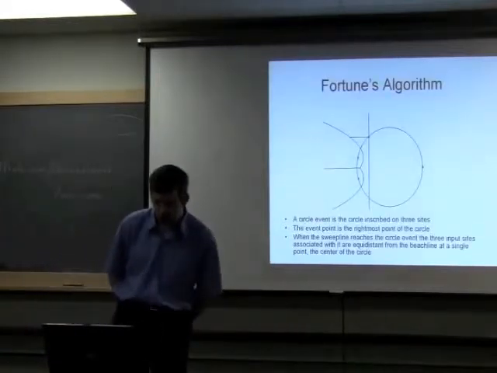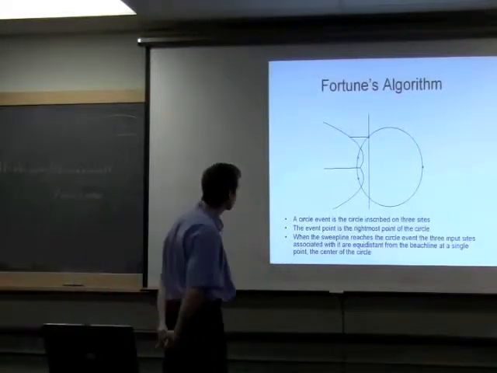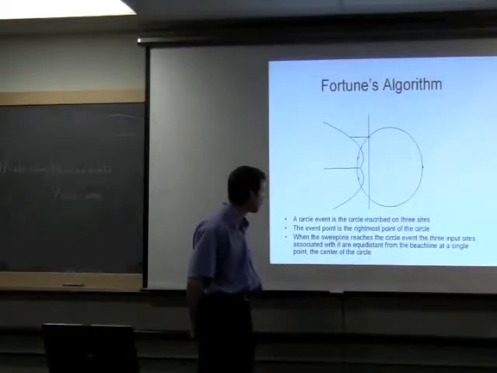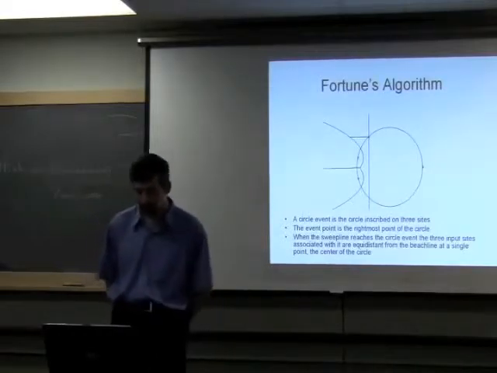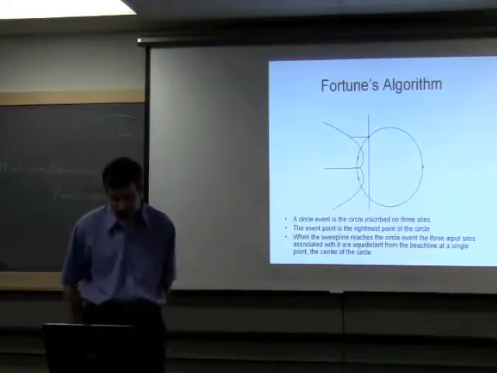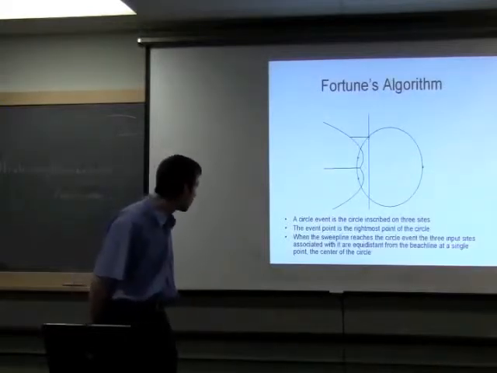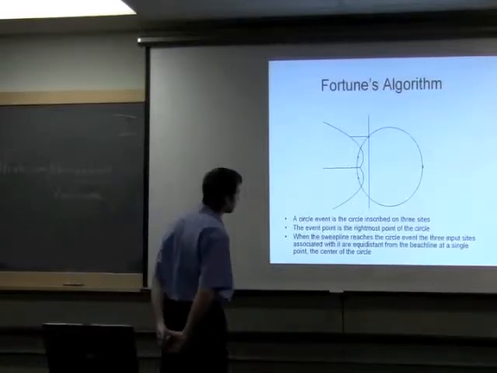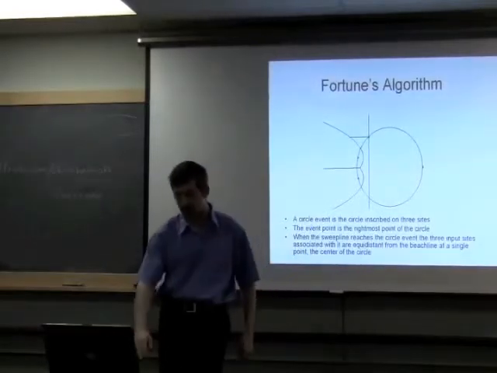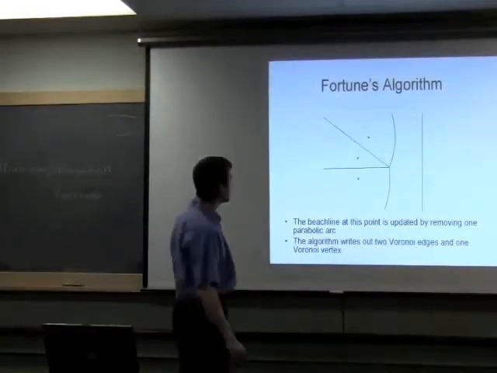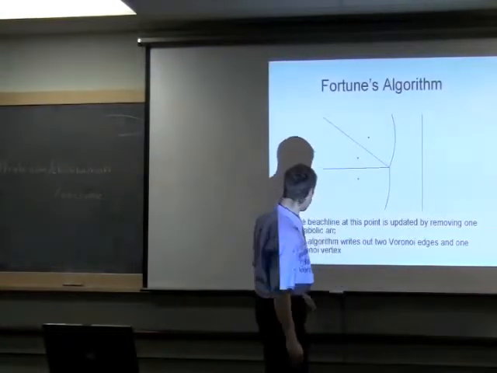So going into a little bit more detail on the circle events, which are the places where Voronoi vertices are formed. These are circles where there's 3 or more input sites equidistant from the center of the circle. What you do is you take 3 sites and you inscribe a circle on them. And the event point for the circle event is the rightmost part of the circle. When we reach that point, the center of the circle is equidistant from the sweep line and the 3 points.